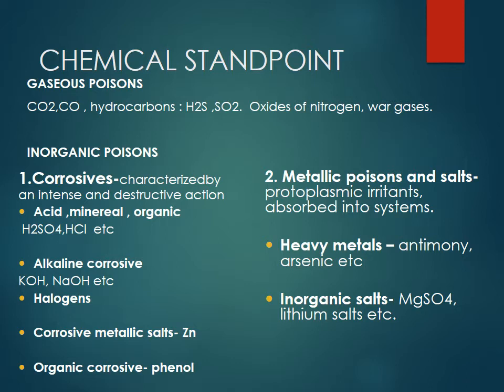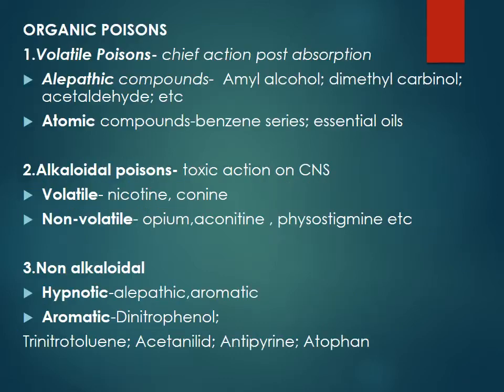On the other hand, metallic poisons and salts like protoplasmic irritants absorbed into the systems, and then heavy metals like antimony, arsenic, and so on. And then inorganic salts like lithium salts and so on. Those are examples of classification of poison from a chemical standpoint.